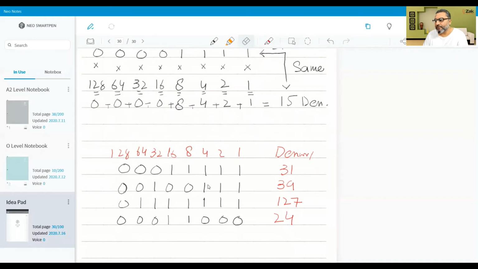32 plus 4, 36 plus 2, 38 plus 1, 39, and when we add these all, this becomes 127, and when we add these two, this becomes 24.